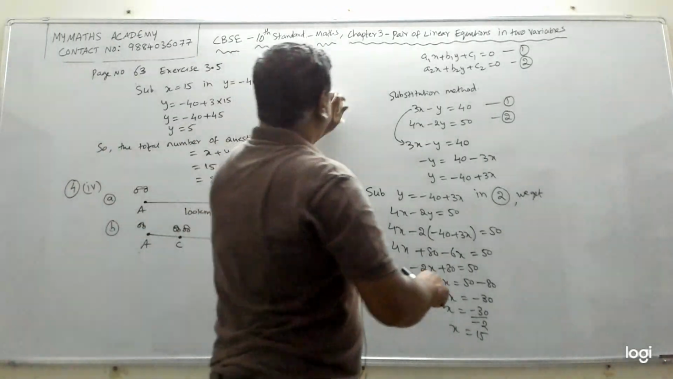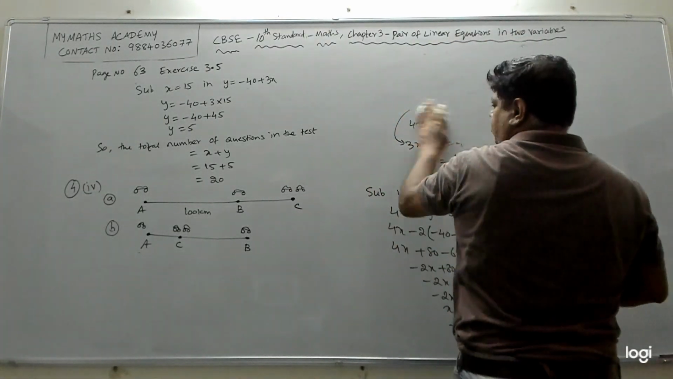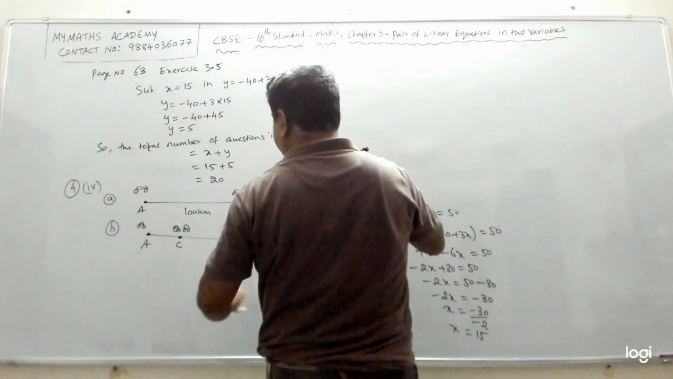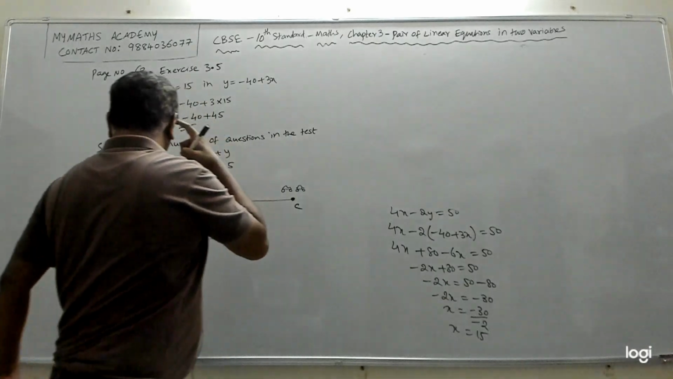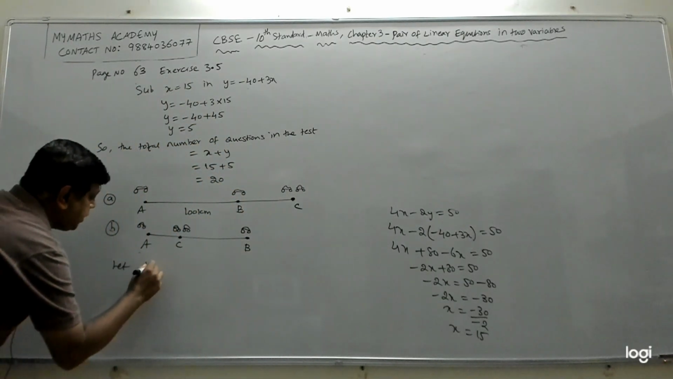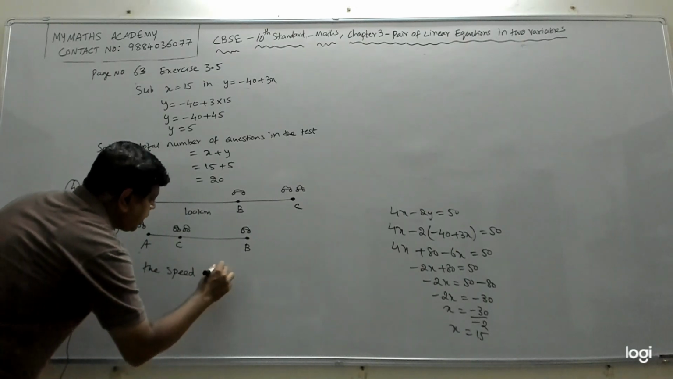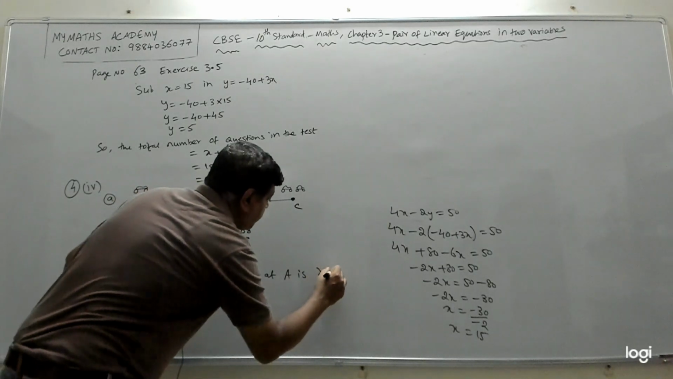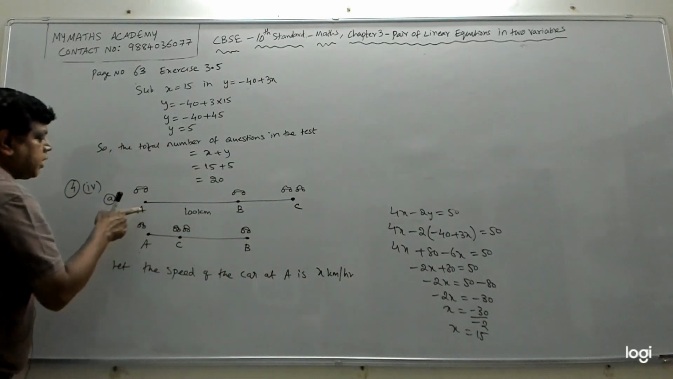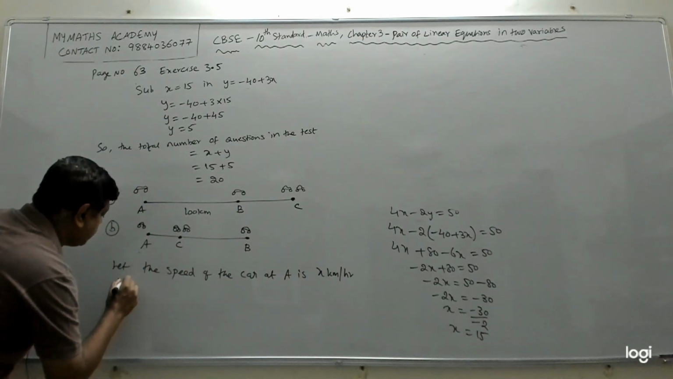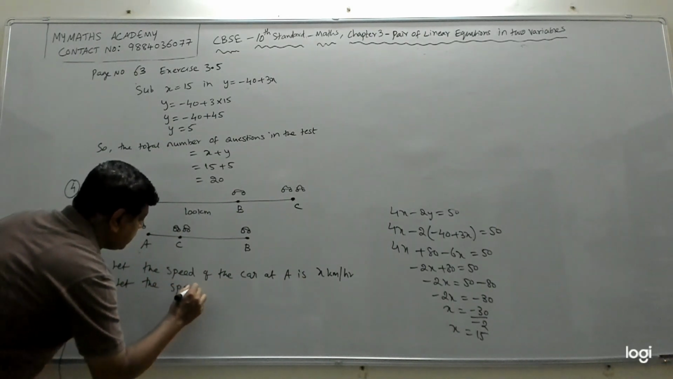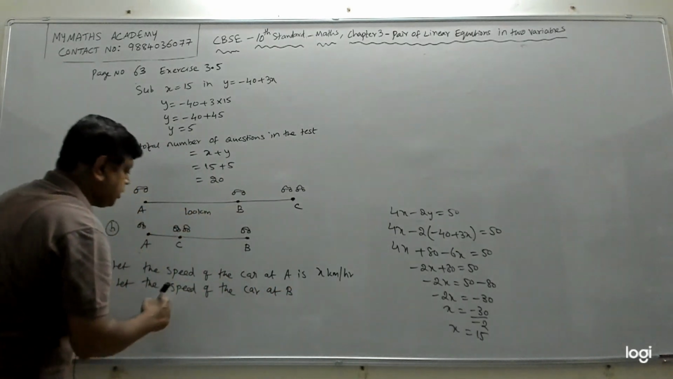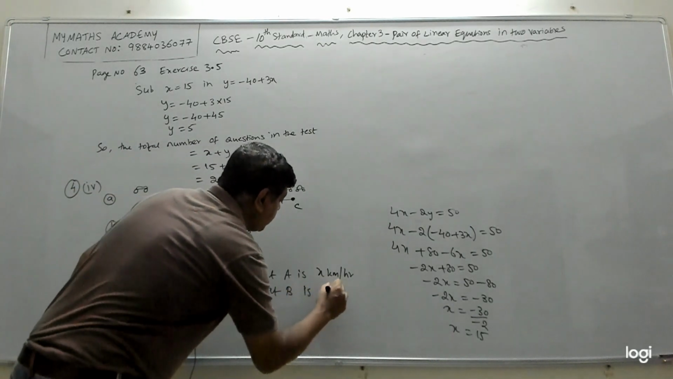Right? Now we need to find the speed of the cars. Now it's a very simple problem, though it may look like a confusing one. We need to find the speeds of the cars. So we'll assume, let the speed of the car at A be x kilometers per hour. What is the speed of the car starting at A? It is x kilometers per hour. Now let the speed of the car at B be y kilometers per hour.